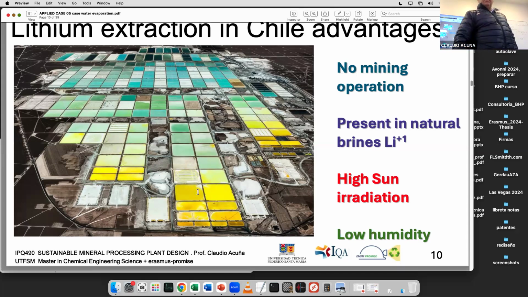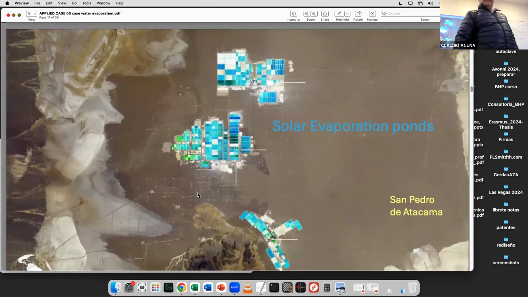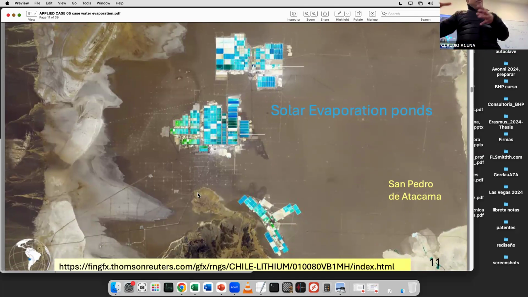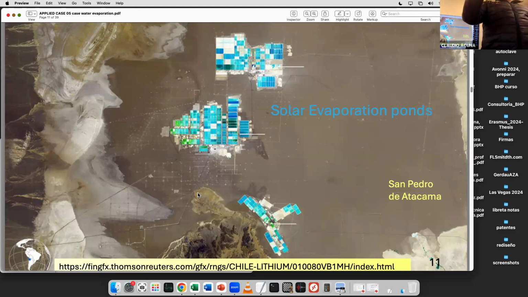And this is the view from San Pedro de Atacama. So there are two plants there. This is really big, really big. That's how it looks from San Pedro de Atacama. Yes, I think you can go there. If you click there, you go to Google Map and you will see. Actually, you can assess the evaporation rate there just by measuring pixel by pixel here.